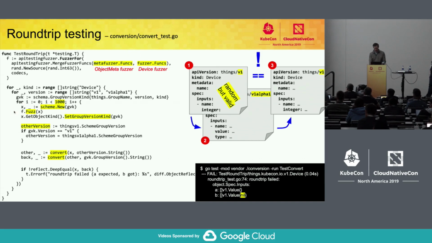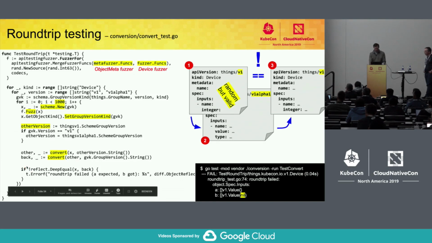We then figure out which version we're converting it to, which is just the opposite version we're already at. So if we're already at v1, we're going to convert to v1alpha1. And then we do 2 conversion steps right here. First, we convert it from the version we're at to the other version, and then we just convert it back again.